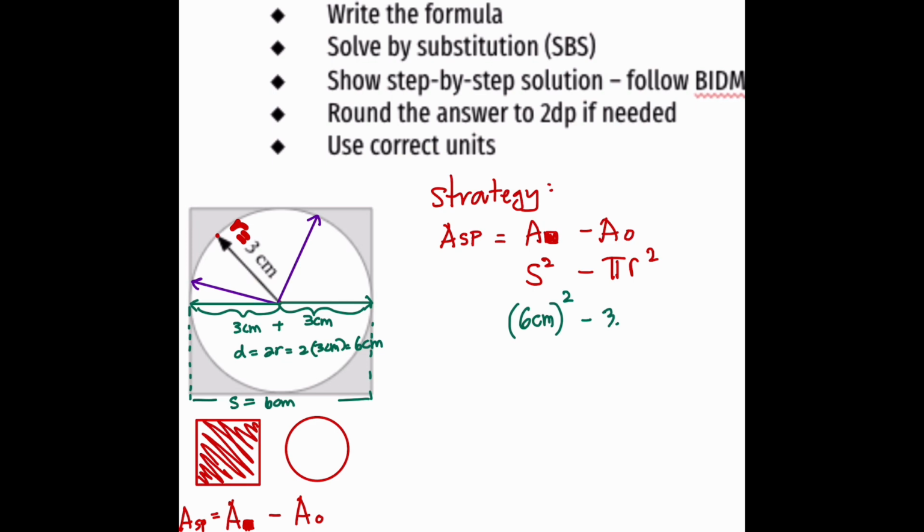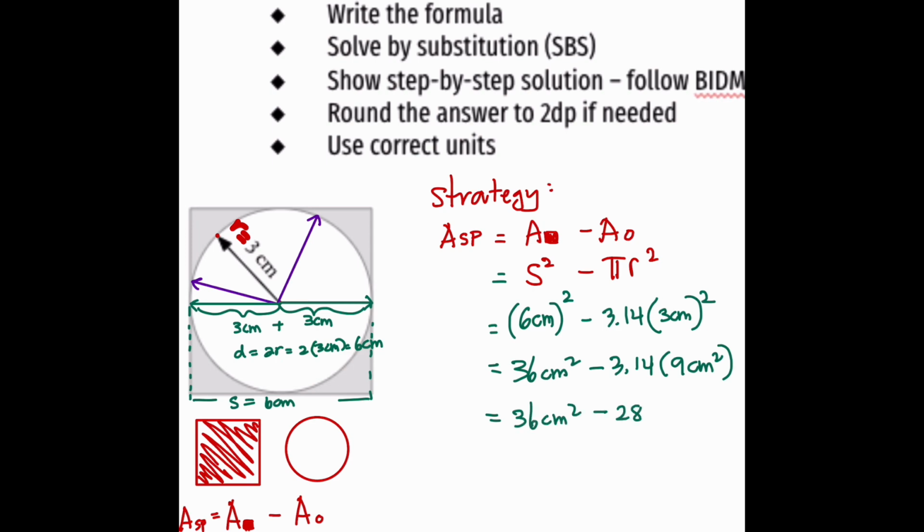Minus pi, and in this case it says use 3.14. Radius is 3 cm squared. Notice that I put the square outside the bracket because we are squaring the number and the unit. Remember that, okay? So this becomes 36 cm squared minus 3.14 times 9 cm squared. 36 cm squared minus 28.26 cm squared. And you subtract, so the area of the shaded part is 7.74 cm squared.